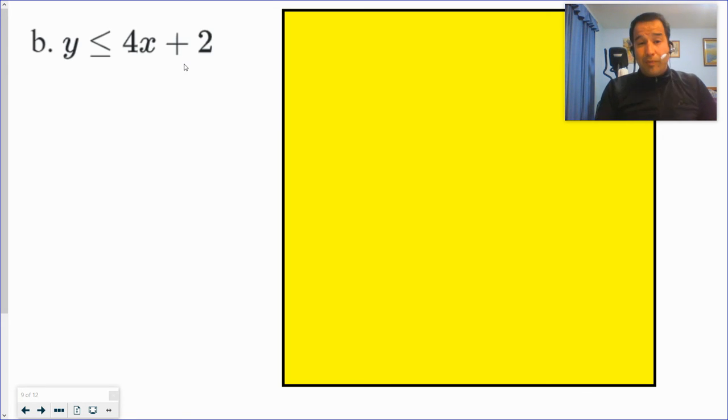Okay. I hope you paused it. I hope you got it. Let's see it. Now, before I actually show it, the slope is 4 and the y-intercept is 2. That should be pretty straightforward.